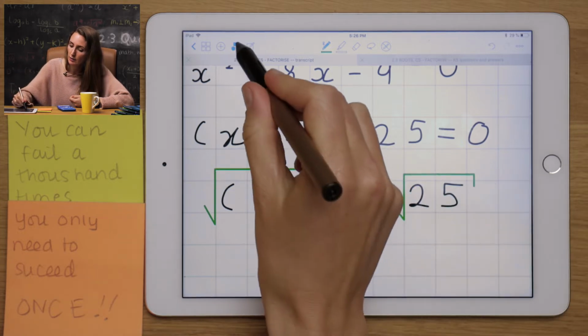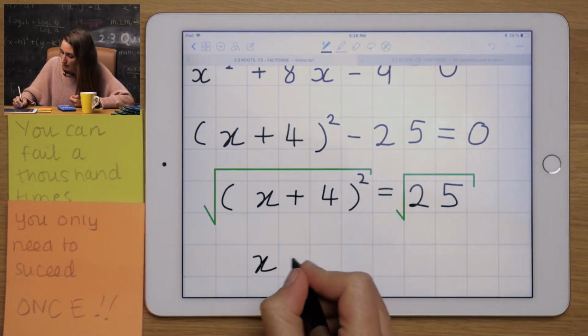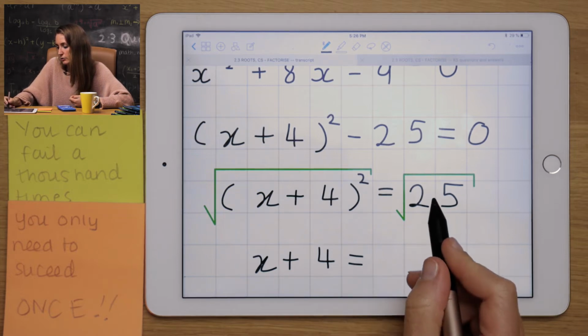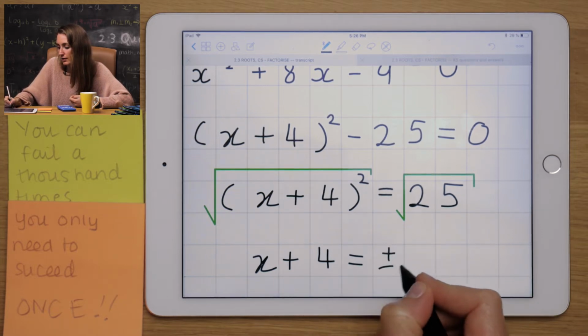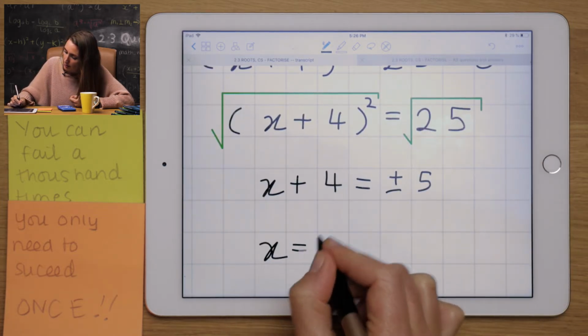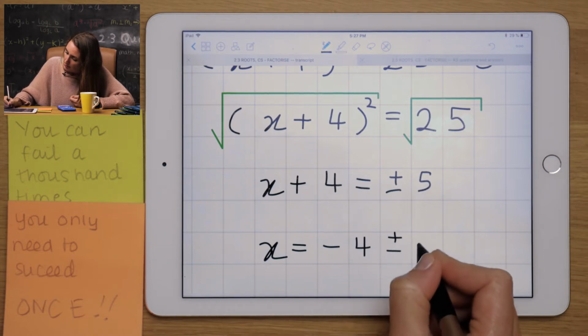Remembering two things when I take the root. The squared and the root will cancel out, that's x plus 4. And the 25 will have two roots, not only plus 5, but minus 5. And then I bring the plus 4 to the other side, minus 4, plus minus 5.